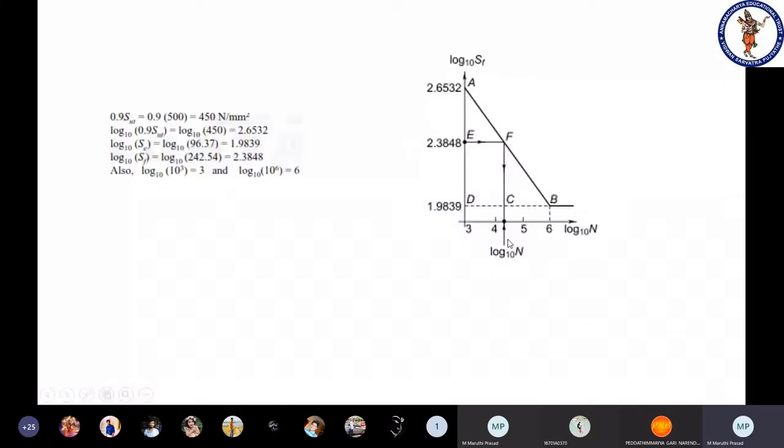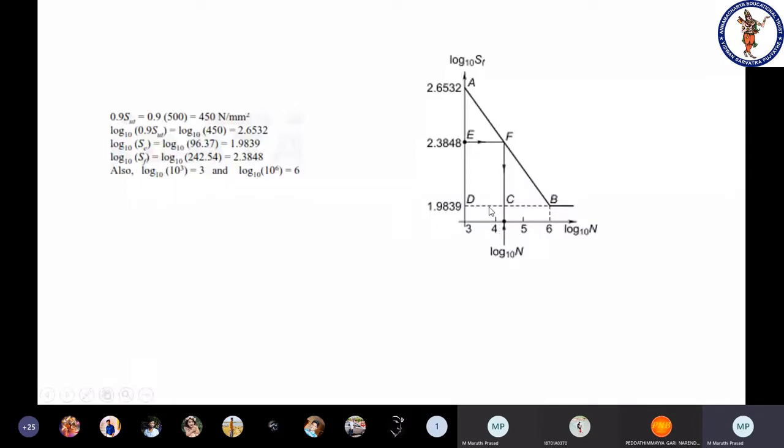To calculate the number of cycles, from this point E we have drawn a line parallel to the x-axis up to the failure line AB, intersecting at point F. From point F, we have dropped a line which intersects the x-axis at a location. Corresponding to that, we can get the life in number of revolutions.